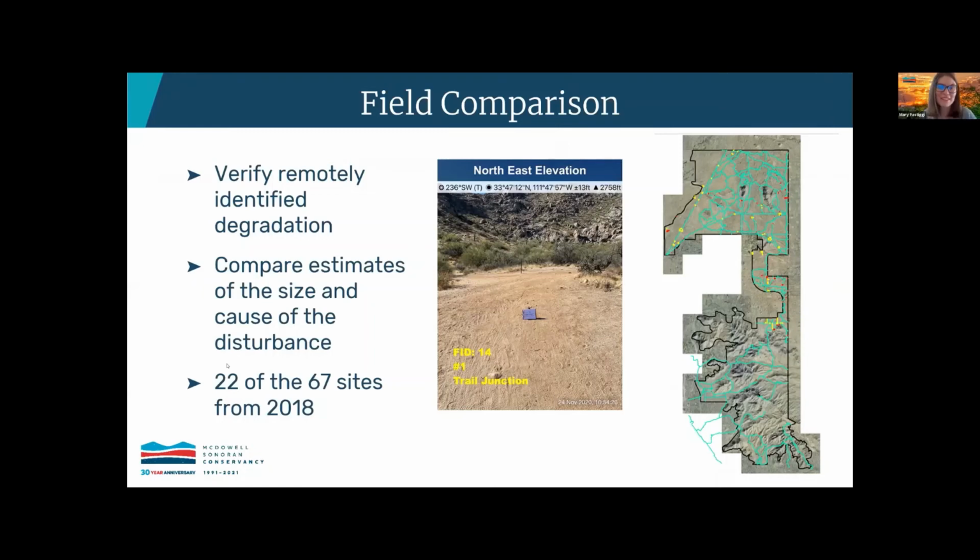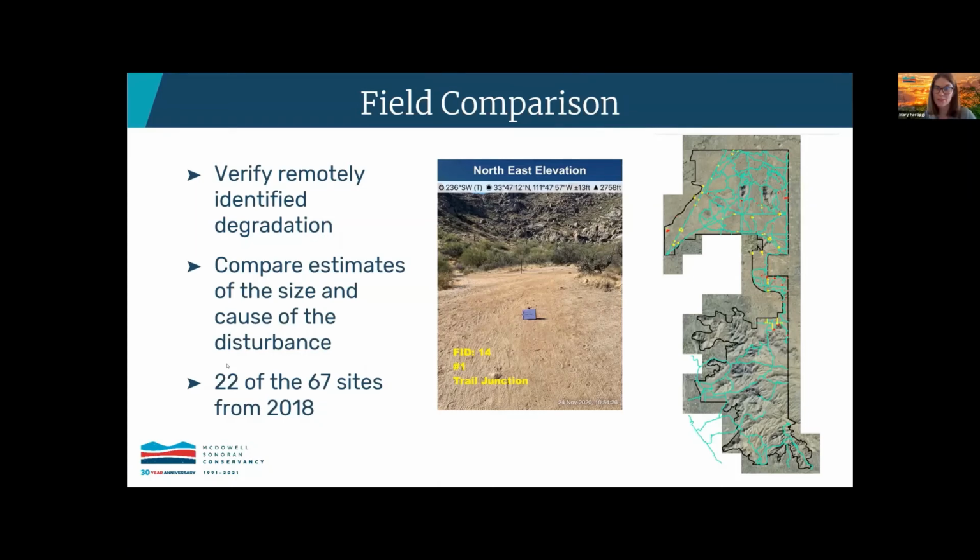Thanks, Dan. So we used this methodology remotely, and we knew that this process was cost effective. We were using free tools and having many hands make light work of the scanning process. So we knew it was useful to identify degraded sites, but we wanted to verify our results and compare those remote results to what we would find in the field.